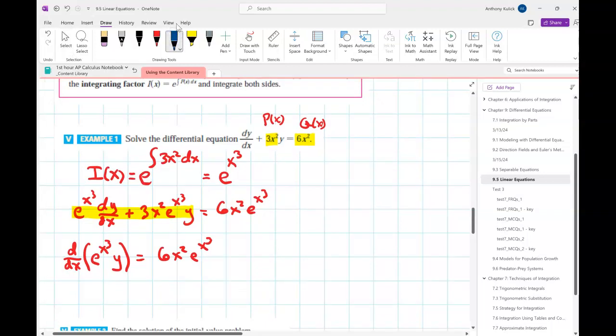Everybody's okay? Again, this is just I of x times y. It's always going to be what happens. We're choosing the integrating factor so that we can do that condensing and just say that the left-hand side is the derivative of this product. Is that okay? You can just trust that it works.